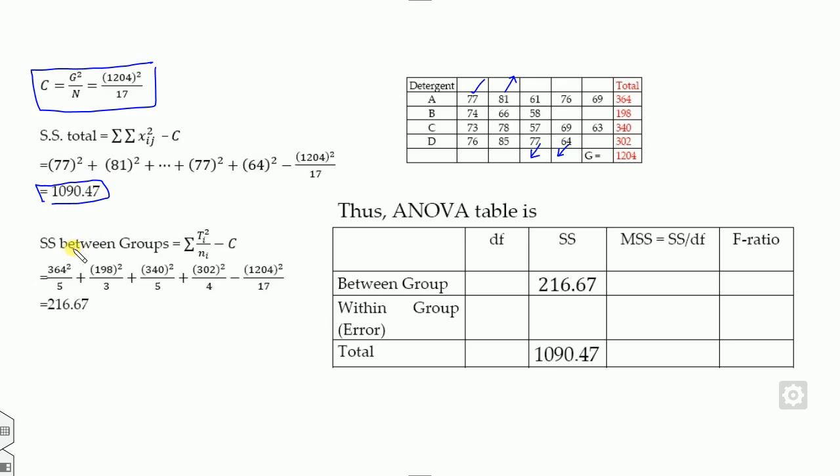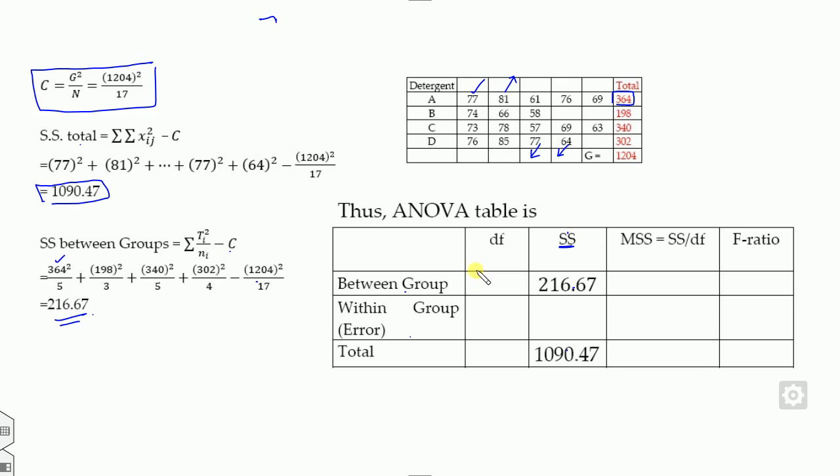You will get 1090.47. Then what is the formula for between the groups? It is the summation of Ti square divided by ni. What is Ti? The total of the first group is 364. 364 square, and how many elements in this group? 5. So 364 square divided by 5, plus 198 square divided by 3, plus 340 square divided by 5, plus 302 square divided by 4, minus C, and you will get this number. So this is SS between the groups, and SS total is this.